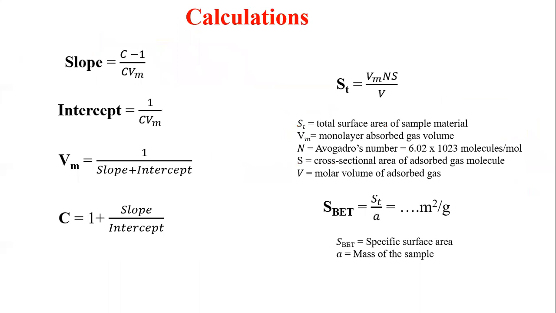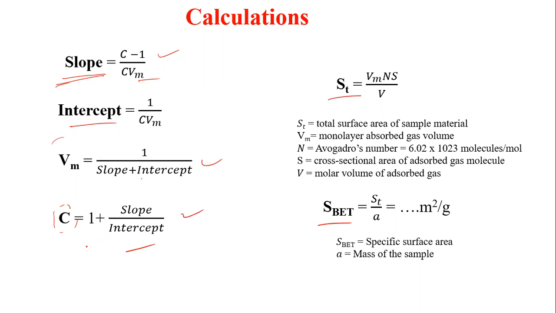Once you get a straight line, then from those values, you can easily calculate the total surface area and BET, that is specific surface area of the material, by using this equation. Now we know that from the slope we can get the value C minus 1 upon C Vm, where Vm is our monolayer volume, and from the intercept we can get the value 1 upon C Vm. Then we can calculate Vm from these two values. If we have slope and intercept, then Vm is equal to 1 upon slope plus intercept. And once we get Vm, we can calculate the value of constant C using this equation: C is equal to 1 plus slope upon intercept.